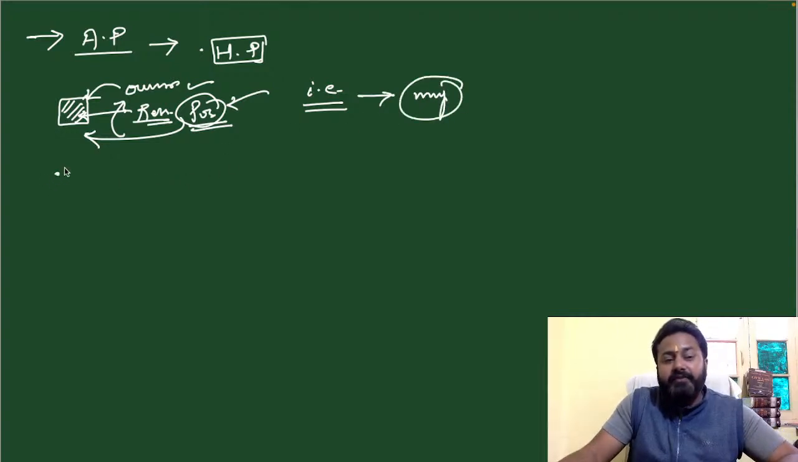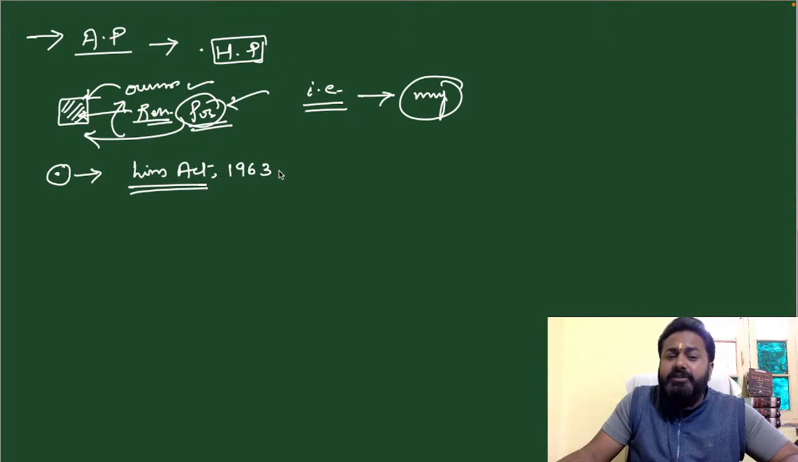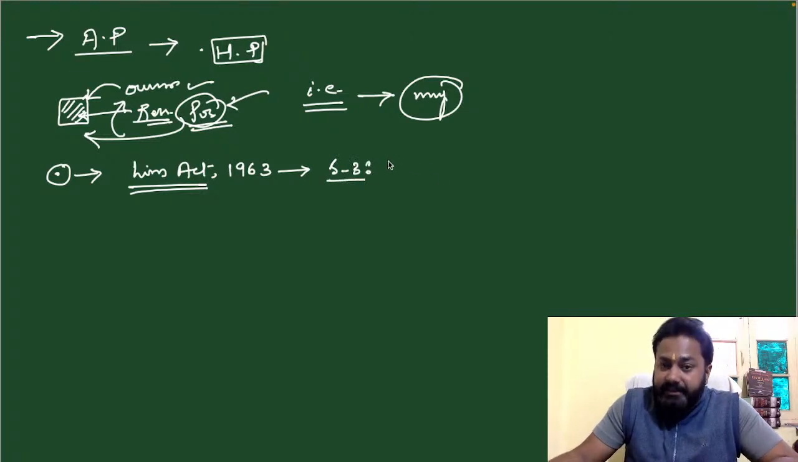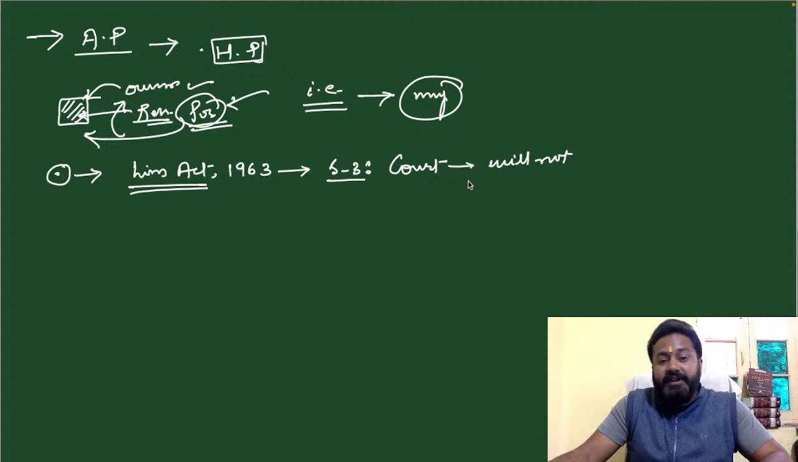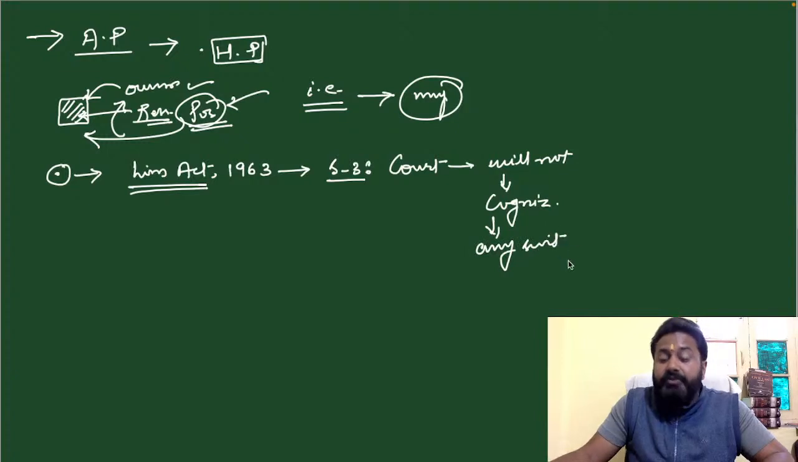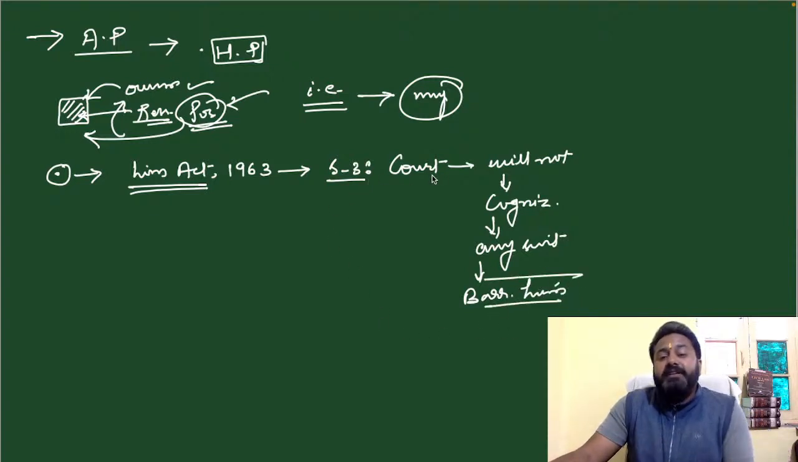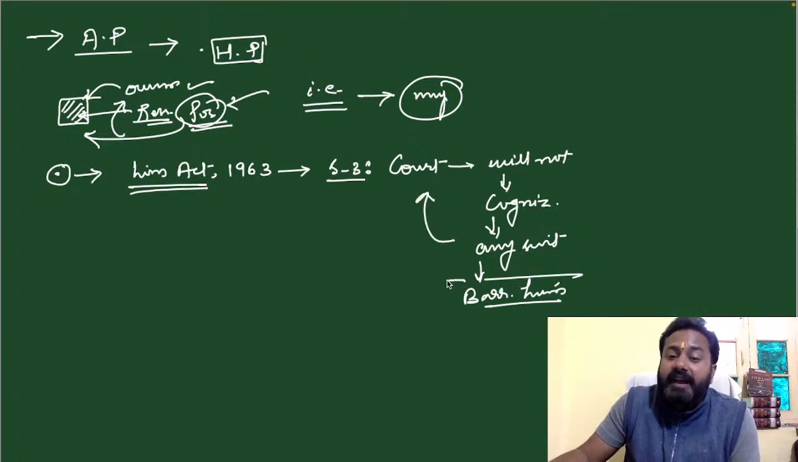But the thing is, from where does adverse possession come into the picture? For this, you have to go to the Limitation Act, as all of us know. The Limitation Act, 1963, puts some limitations, some bar. Section 3 of the Limitation Act explains that any court will not take cognizance of any suit which is barred by limitation. If any suit comes in front of the court and it is barred by limitation, the court will reject it.